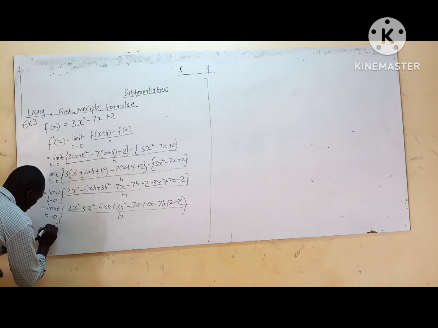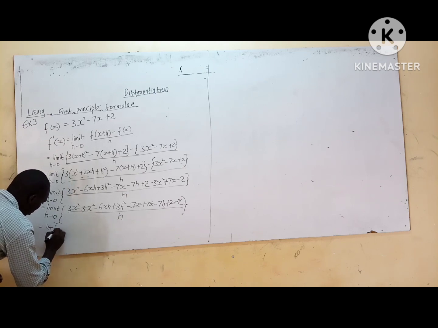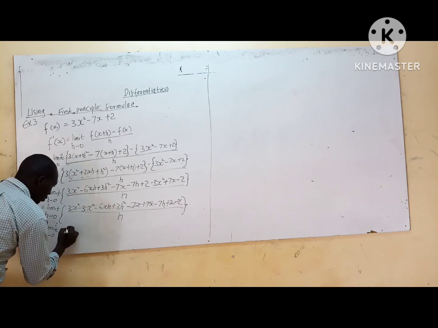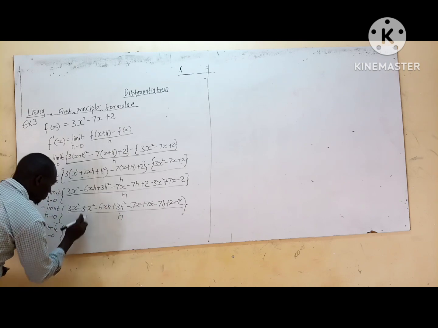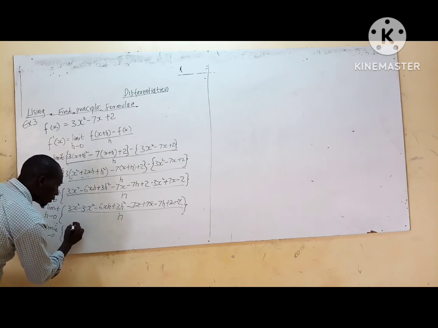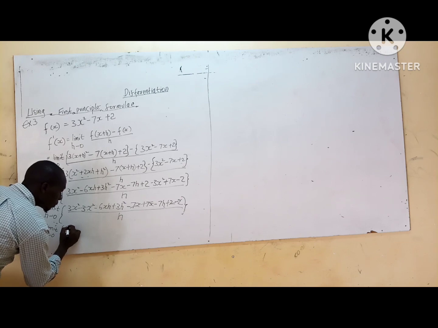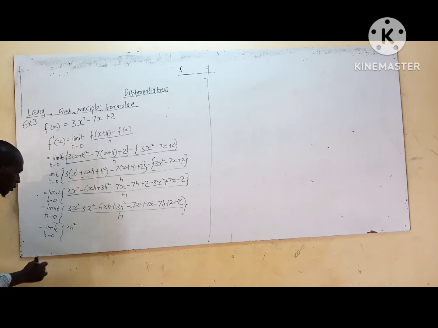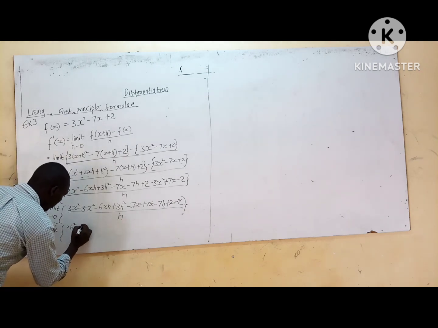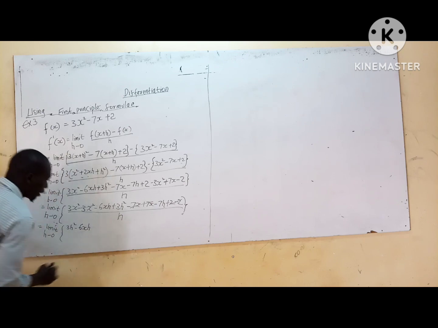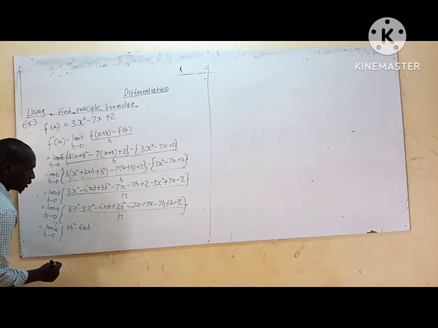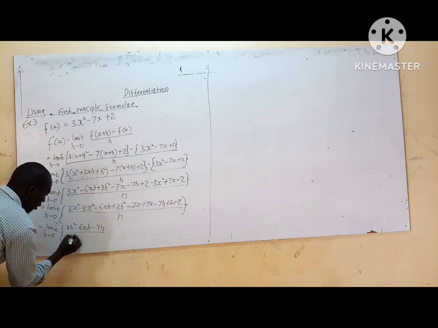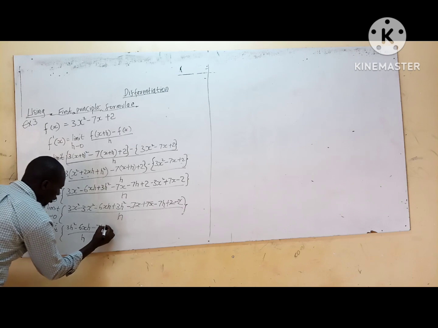And in our last steps, we are going to have limit h approaching 0 will be equals to 3h squared minus 6xh, and lastly we are going to have minus 7h. Everything will be 1 over h.